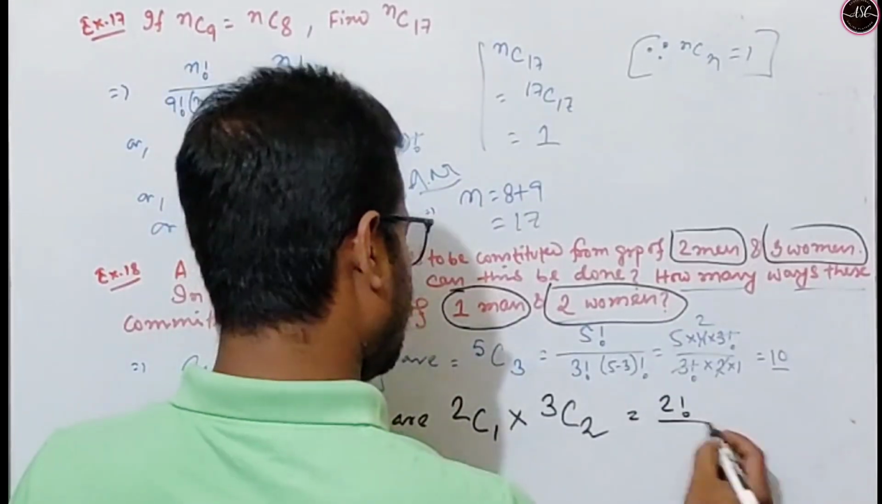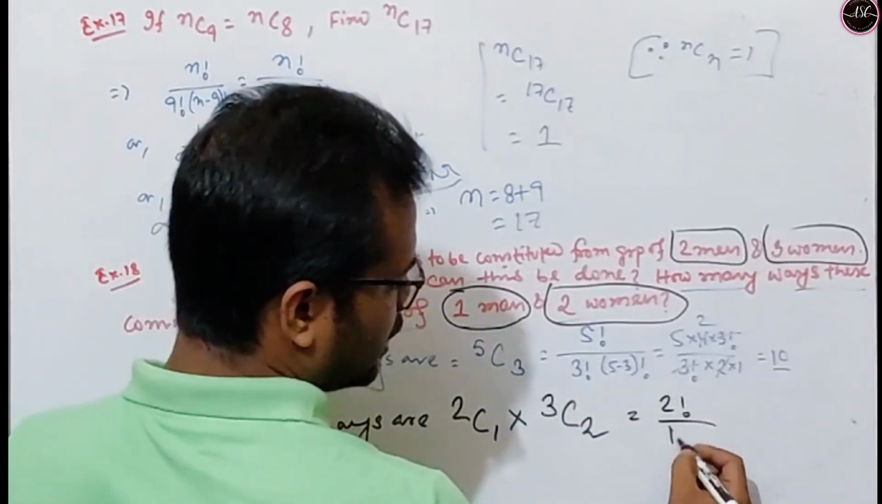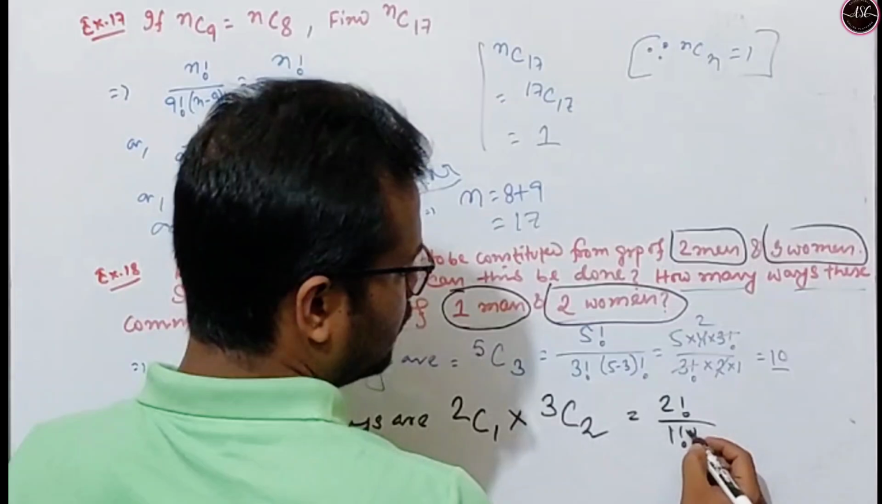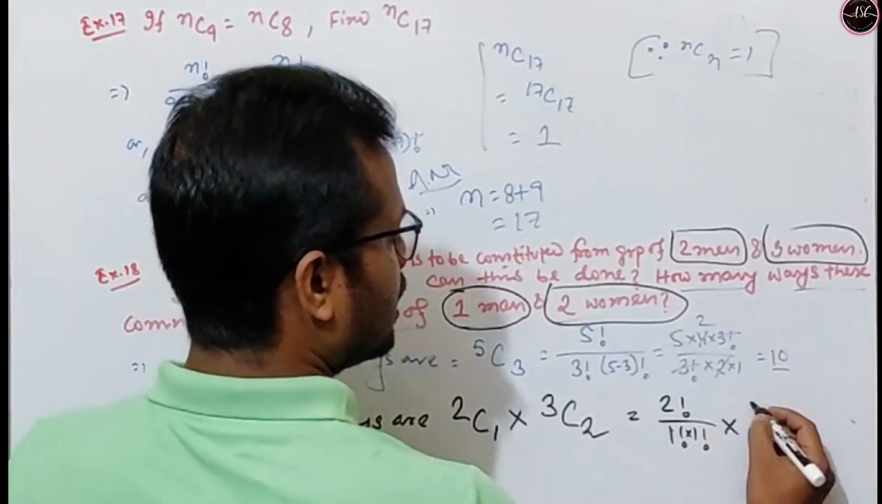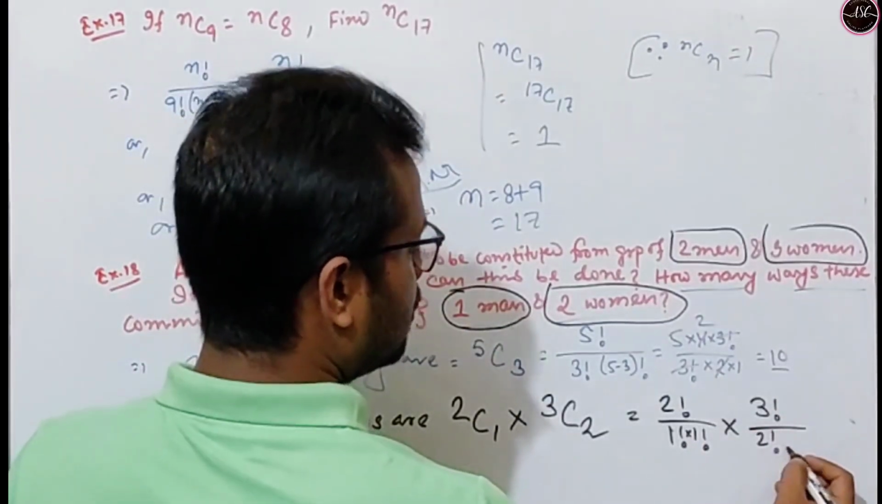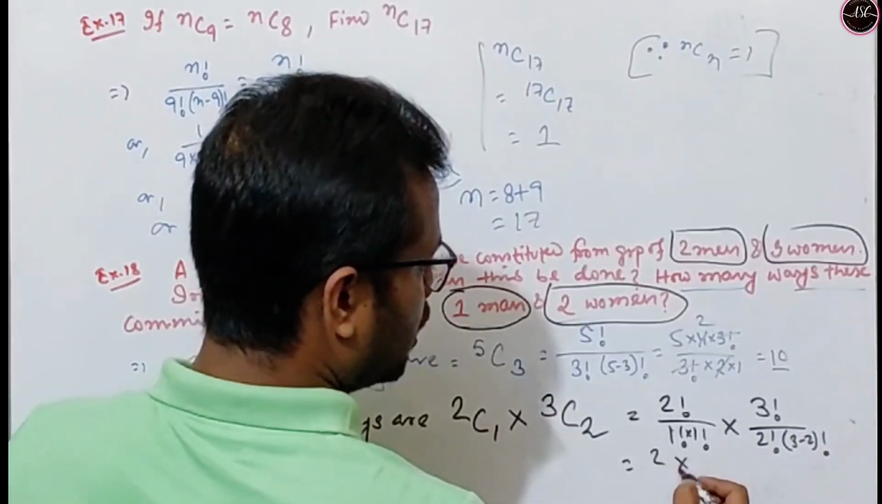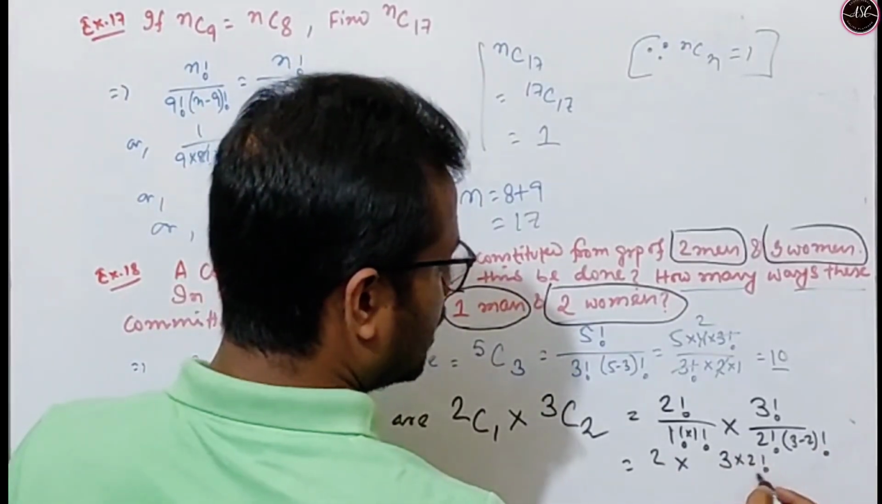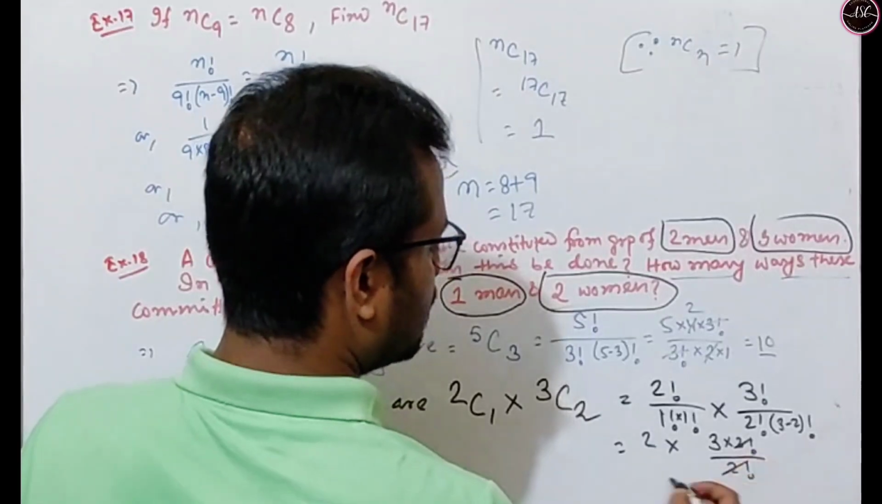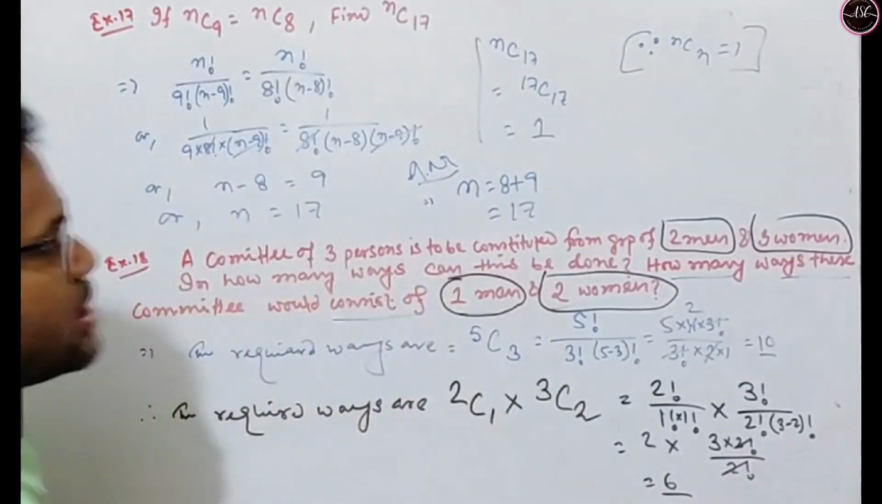2 factorial divided by 1 factorial into 2 minus 1 factorial, that means 1 factorial, into 3 factorial divided by 2 factorial into 3 minus 2 factorial. So we have 2 factorial equal to 2, into 3 factorial equal to 3 into 2 factorial divided by 2 factorial. Just cancel out these 2. We have 6. Okay, 6 will be the answer.